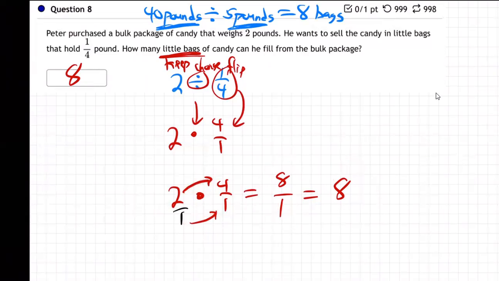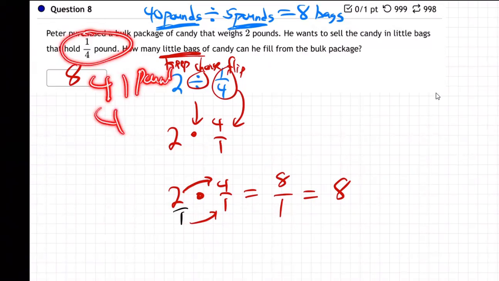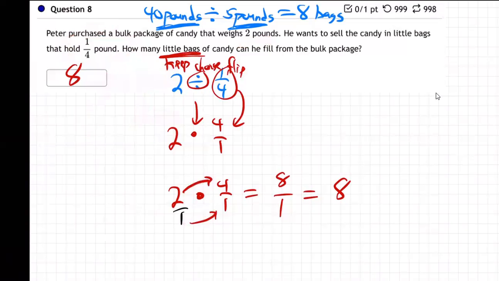If each bag is 1/4 pound, you can have 4 of them in 1 pound, right? 4 in 1 pound and then 4 in another pound, and we have 2 pounds, so 4 and 4, 8. That makes sense, doesn't it? He can fill 8 bags of candy, 4 1/4-pound bags for each pound, and we have 2 pounds. So there we go. It's a divide problem.